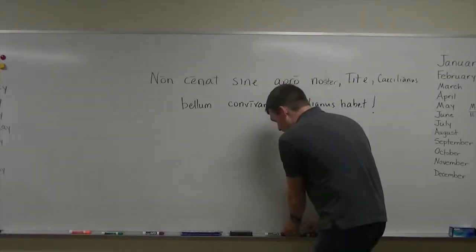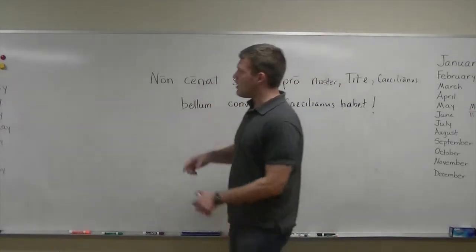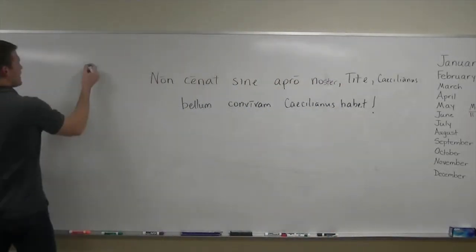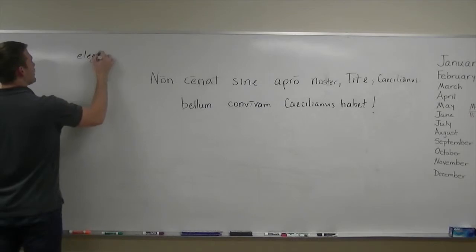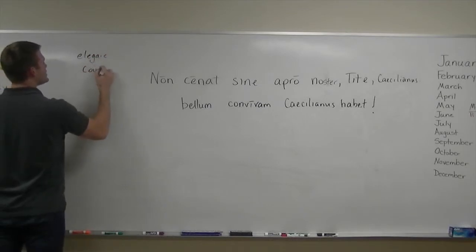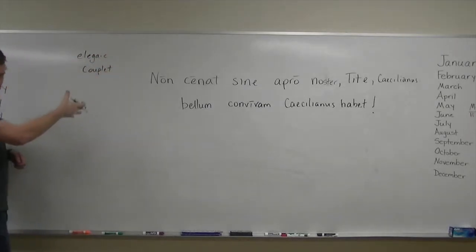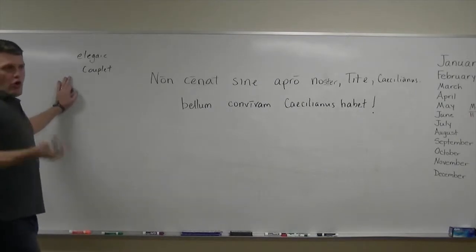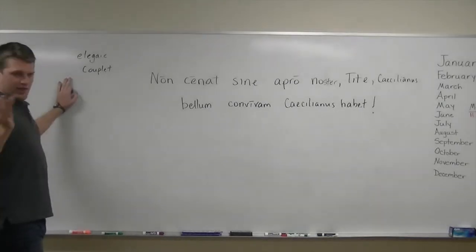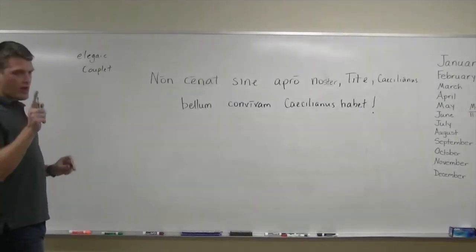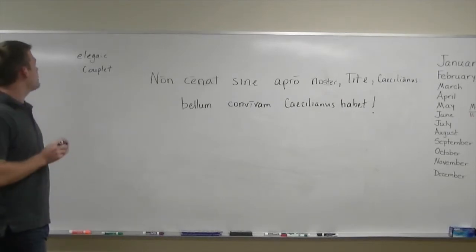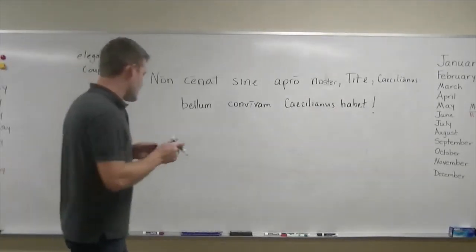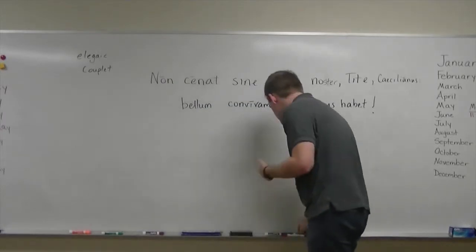Okay, so here's the cool thing. This pattern, it says it in that paragraph, is called an elegiac couplet. Elegiac couplet. And this is a meter that the Romans take from the Greeks. The Romans take everything artistic from the Greeks. They only invent one thing, and that's satire. Everything else they just take from the Greeks. So this meter is a Greek meter.